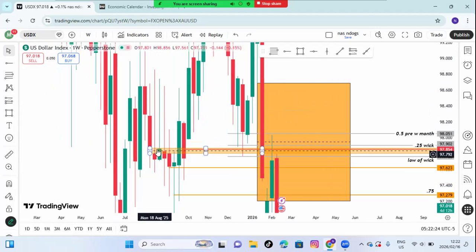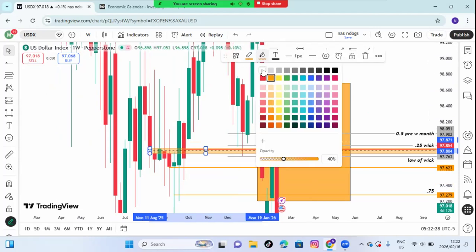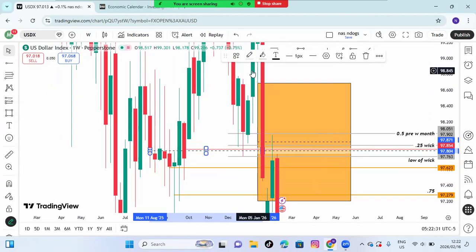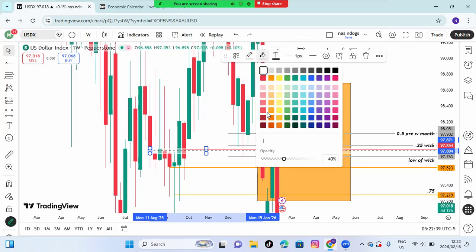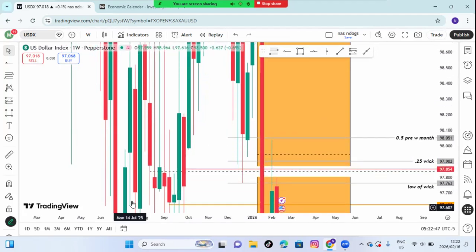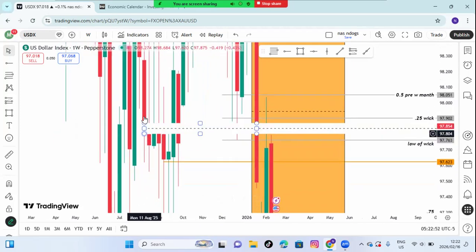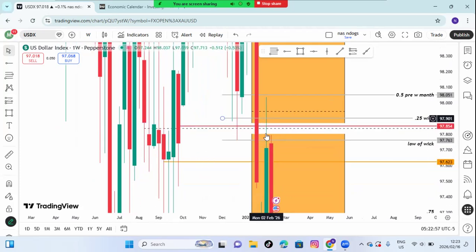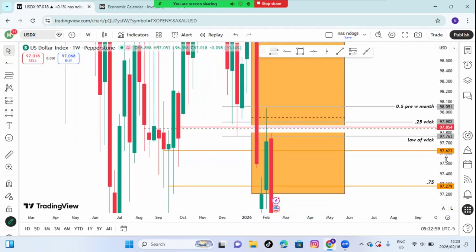Also have this volume imbalance here. Let me make it a bit white. Okay. So this is a weekly one from here. This one. This is a volume imbalance from here. Why am I putting it here? To show you that it also is acting here in terms of rejecting price or resisting price.